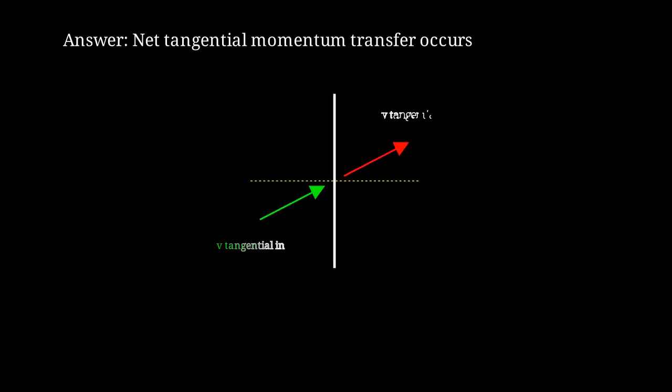A molecule arrives with tangential velocity shown in green. After accommodation, it leaves with different tangential velocities shown in red. The difference represents momentum transfer.